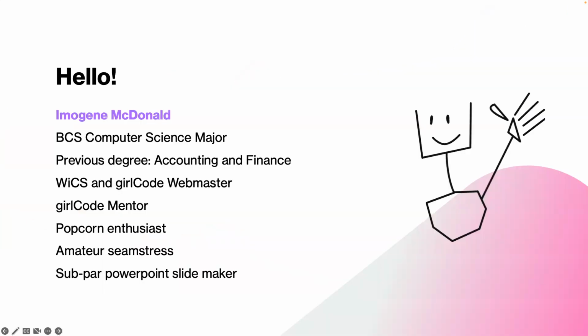Just a bit about me. My name is Imo or Imogen McDonald. I'm a BCS student and my previous degree was in accounting and finance. I started BCS in 2019. And I'm one of the Wix and girlCode webmasters. And I'm also going to be a mentor there at the hackathon this weekend. So look out for me if you have any questions. I'm happy to help you out.